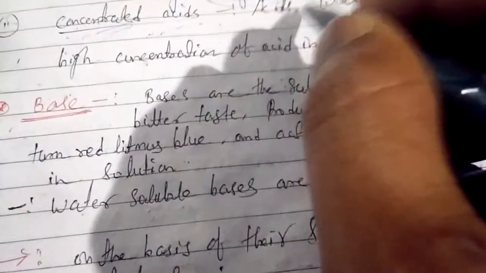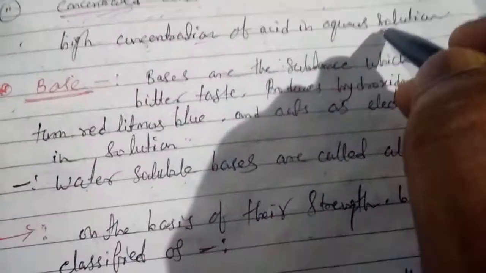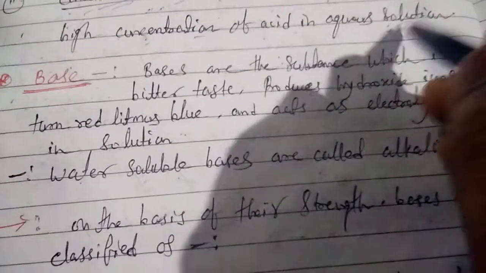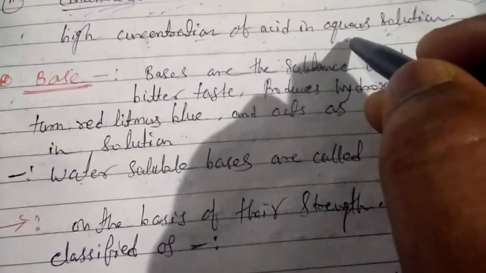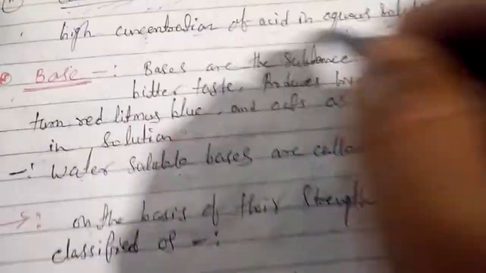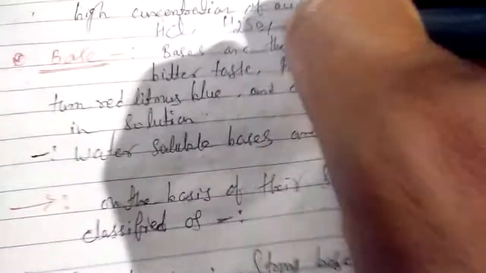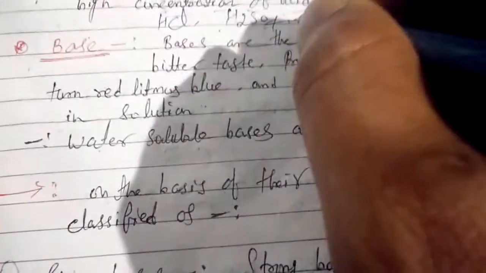In the case of concentrated acid, what do we mean by concentration? Acids which have a high concentration of acid in aqueous solution, meaning water, have a high power, a high strength value. That is known as concentrated acid. Examples of concentrated acid are HCl, H2SO4, hydrochloric acid and sulfuric acid. These we consider concentrated acids.